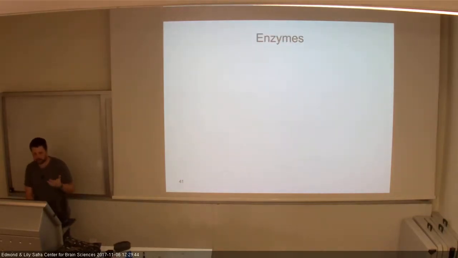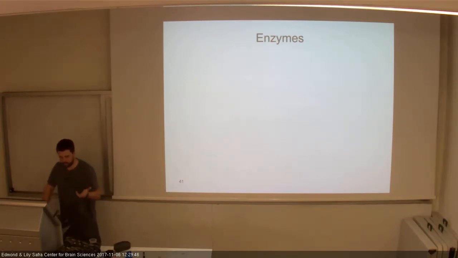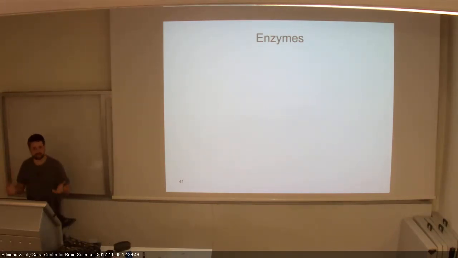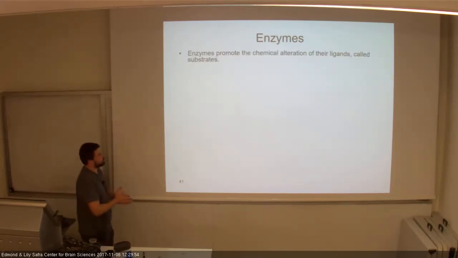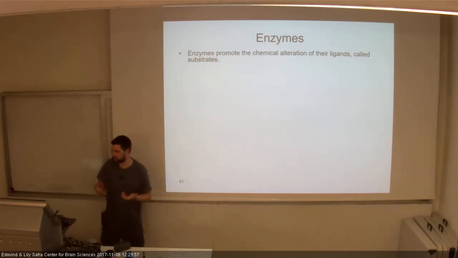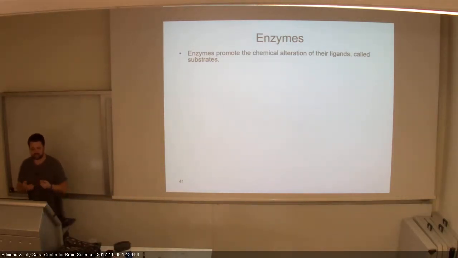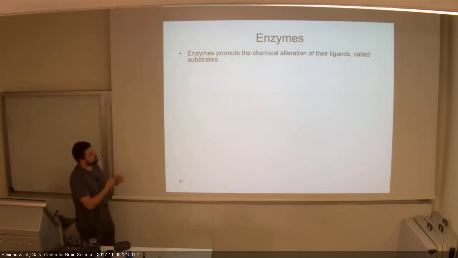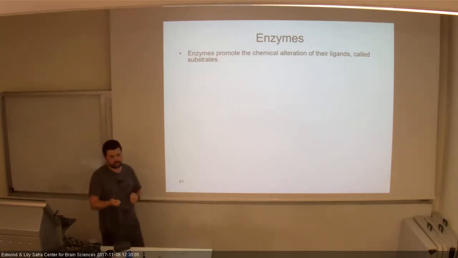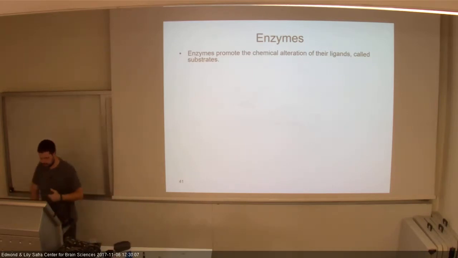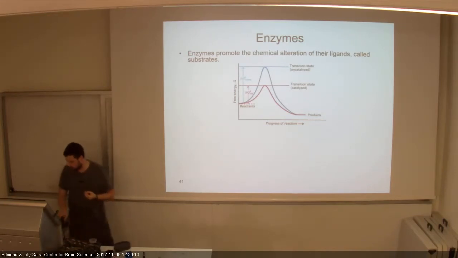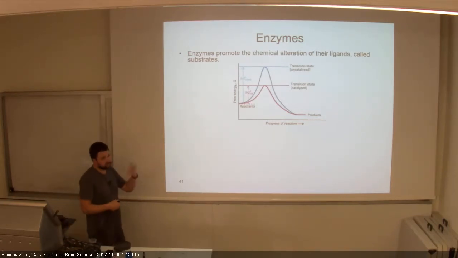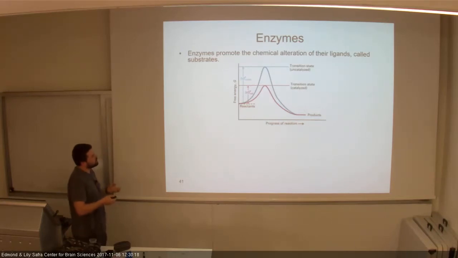So a very important class of proteins, because most people think that all proteins are enzymes. Enzymes are specific proteins that promote the chemical alteration of their ligands, which in the case of enzymes we call substrates. You remember when we talked about a chemical reaction? It's very common to think about enzymes as the chemists of the cells, and what they actually do is that they don't change anything in the chemical equilibrium.